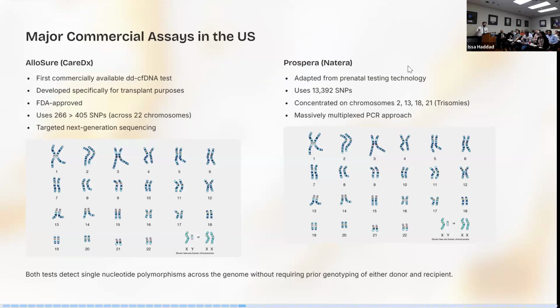However, when they initially developed Prospera, it was mainly for prenatal testing technology, and then they adapted it for use in transplant medicine. As you can see, it's not all over the 22 chromosomes, but more on specific chromosomes: 2, 13, 18, and 21. You can imagine, because this was developed for prenatal, their aim was to identify the most common trisomies. And they used a different approach, which is the PCR approach. But both of them do not require any prior genotyping of either the donor or the recipient.